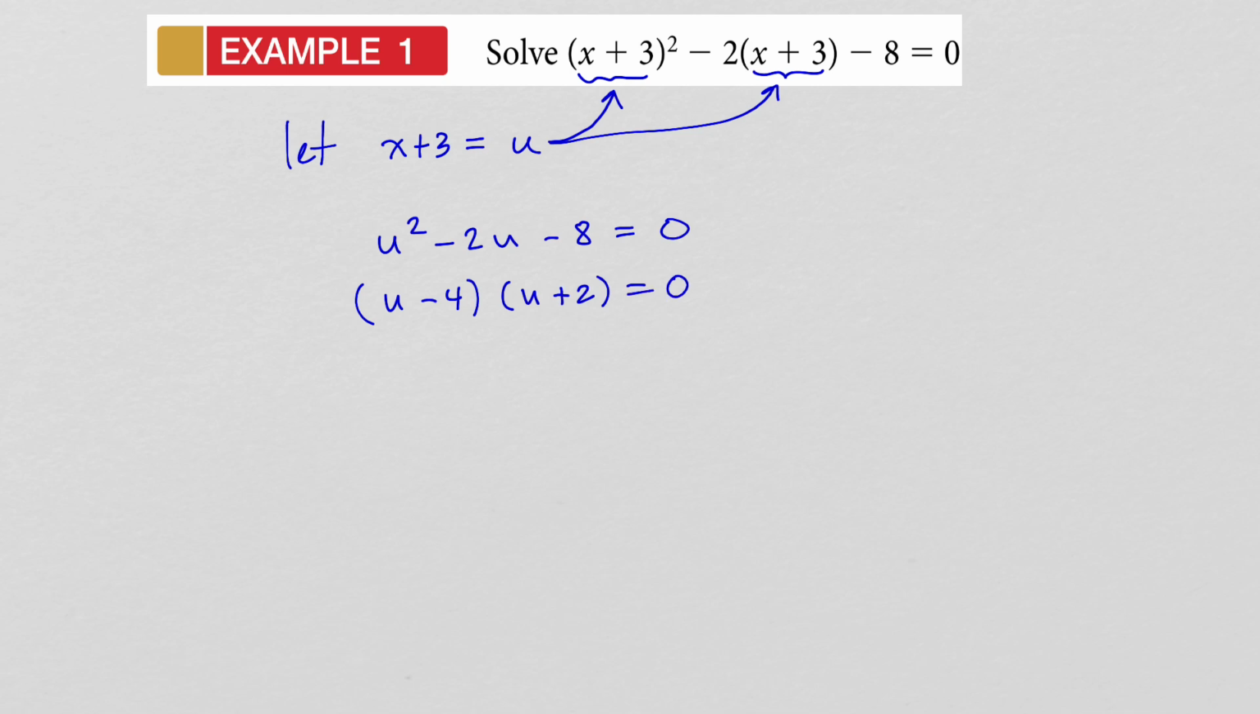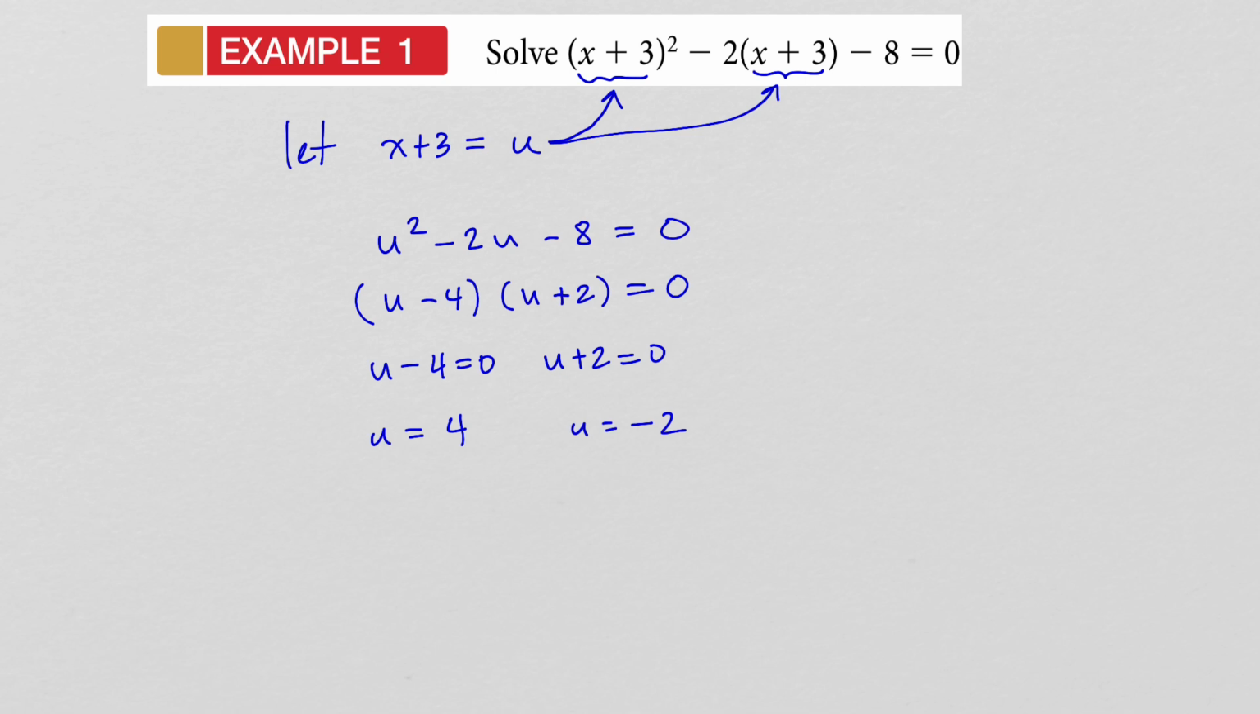And the factoring here is pretty simple. And then we can set each of these factors equal to 0. And of course, we get our two answers, u equals 4 and u equals negative 2. And there's a lot less complexity involved when we do it this way. But we're not quite done, right?